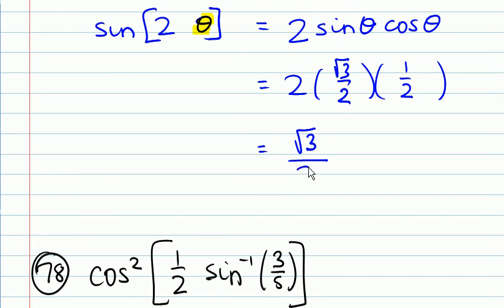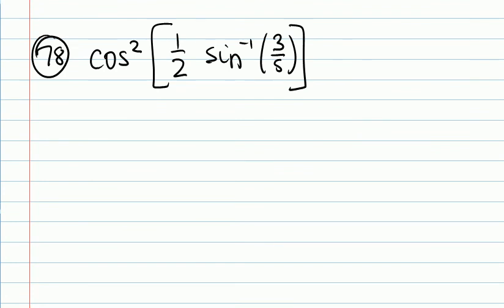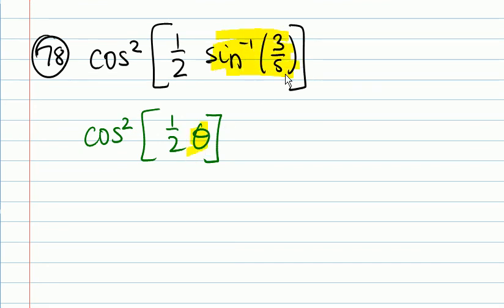Final problem, number 78. Again, it's set up so that you can use one of the formulas, and it's also set up nicely for us. Notice it's cosine squared of 1/2 theta. The theta, again, matches up with the inverse sine, 3/5. Since it's squared, we can get rid of the square root in the half angle formula, and we do not have to worry about the plus and minus stuff. So cosine squared is going to equal 1 plus the cosine of angle over 2.